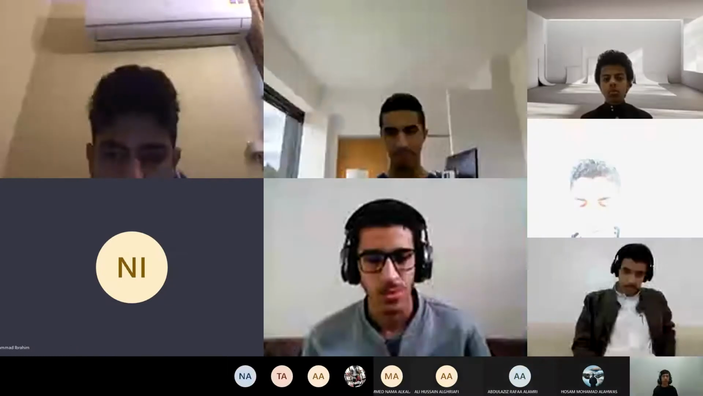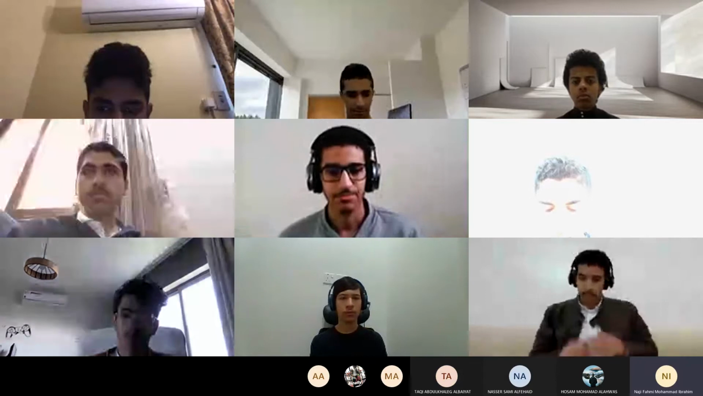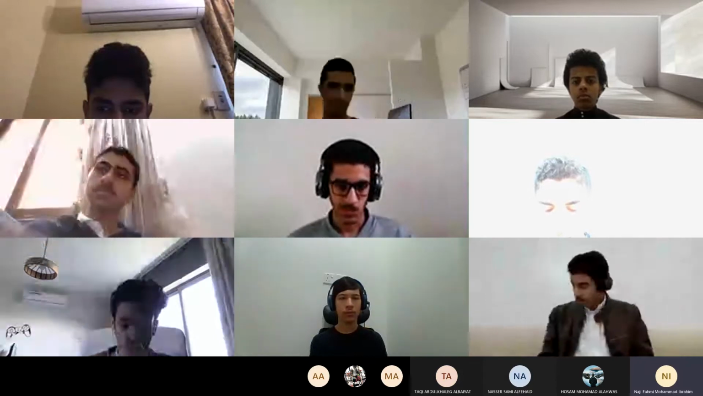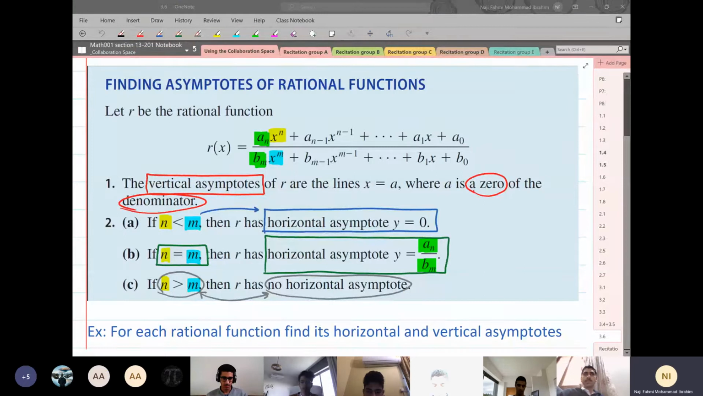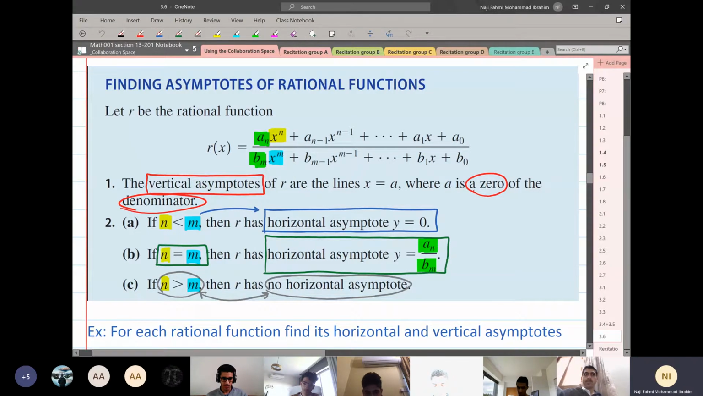We'll continue or finish section 3.6. Last time we learned how to find the asymptotes of a rational function, especially for linear over linear or constant over linear. And we said the vertical asymptotes of a rational function are the zeros of the denominator. Regarding the horizontal asymptotes, we said we have three cases. And the cases, you can see them on the screen right now.